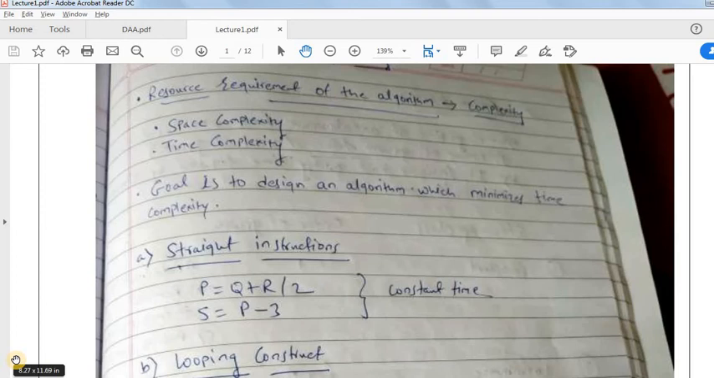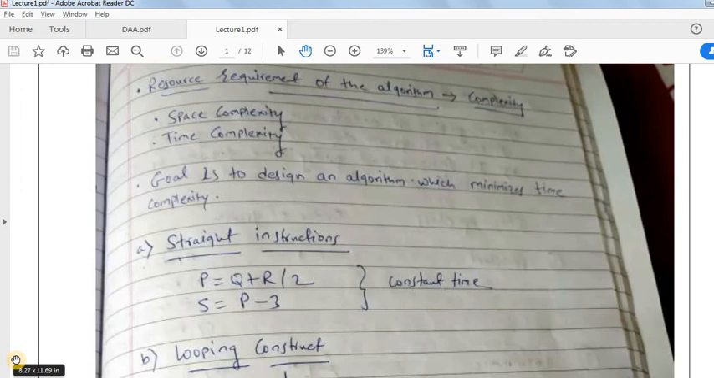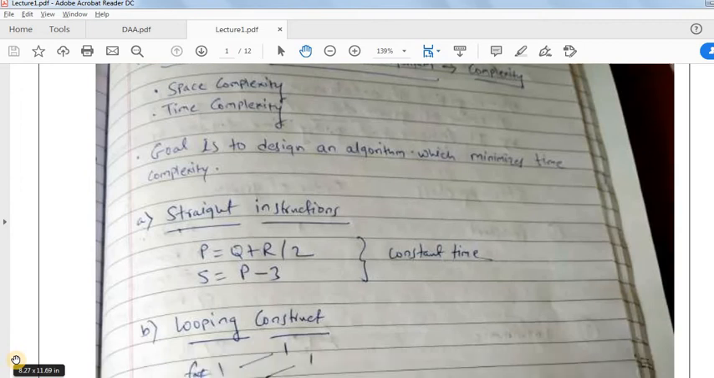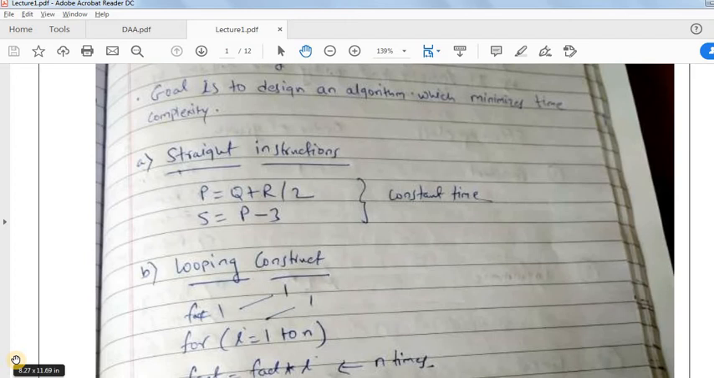So which are the factors that come under computation of time complexity? One must be aware that normally in any program or algorithm we have two types of instructions or programming statements. The basic instructions, also known as primitive expressions. These are simple or straightforward instructions which make use of primitive arithmetic operations, like you are observing P is equal to Q plus R upon 2, S is equal to P minus 3. All these require a constant time for their execution.